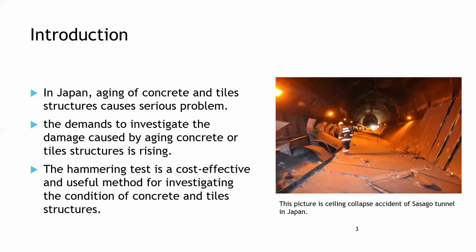First, I will explain the background. In Japan, the aging of concrete and tile structures causes a serious problem. For example, in 2012, the Sasago Tunnel ceiling fell about 130 meters, and 9 people were killed in the accident. Hence, the demand to investigate the damage caused by aging concrete or tile structures is rising. The hammering test is a cost-effective and useful method for investigating the condition of concrete and tile structures.